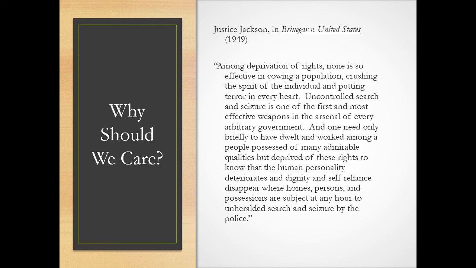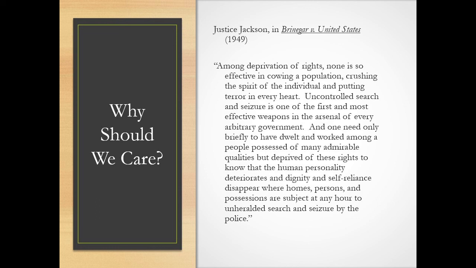Uncontrolled search and seizure is one of the first and most effective weapons in the arsenal of every arbitrary government. One need only briefly to have dwelt and worked among a people possessed of many admirable qualities but deprived of these rights to know that the human personality deteriorates and dignity and self-reliance disappears where homes, persons, and possessions are subject at any hour to the unheralded search and seizure by police.